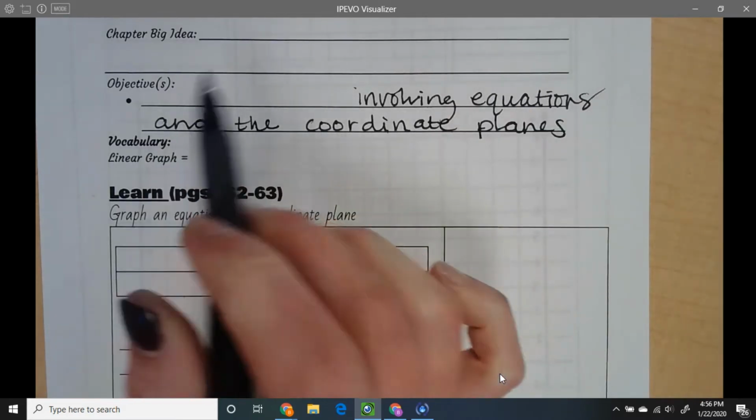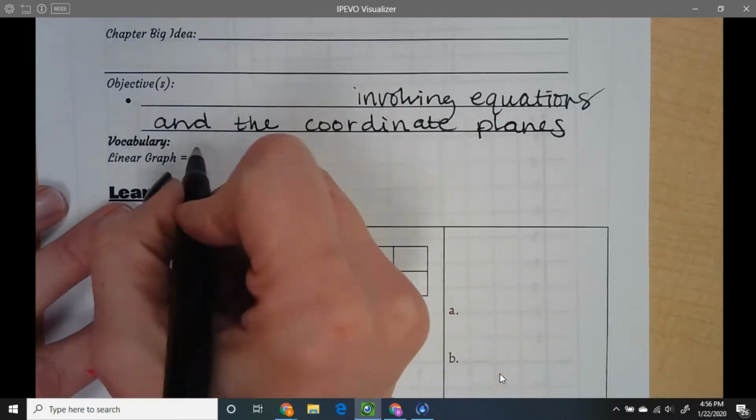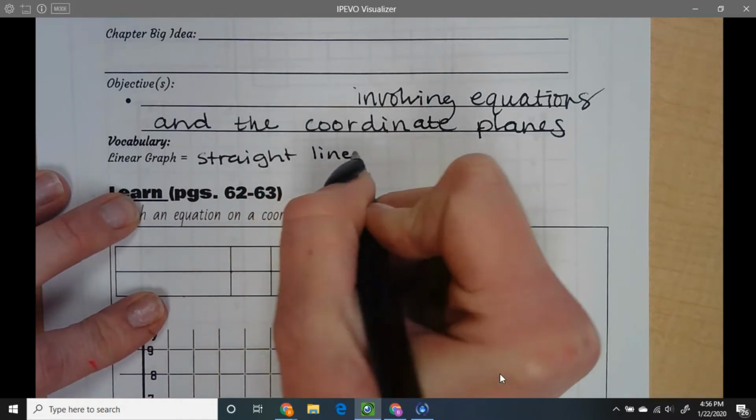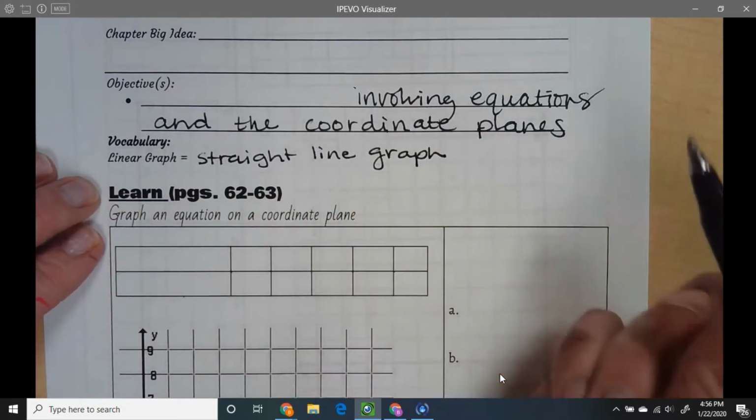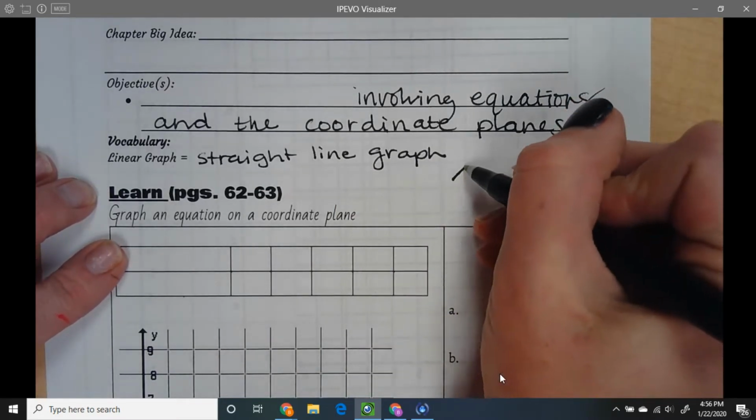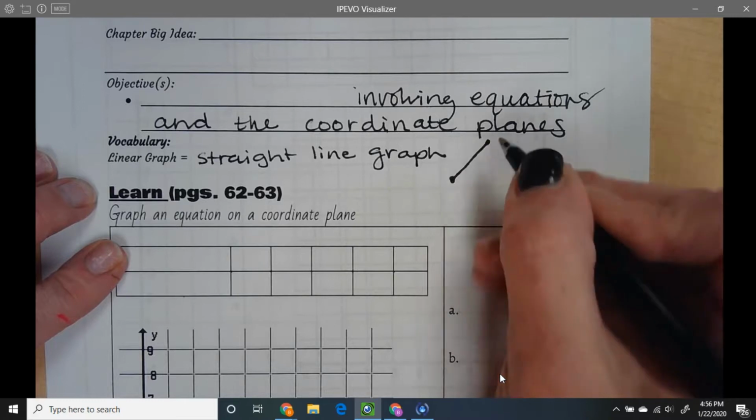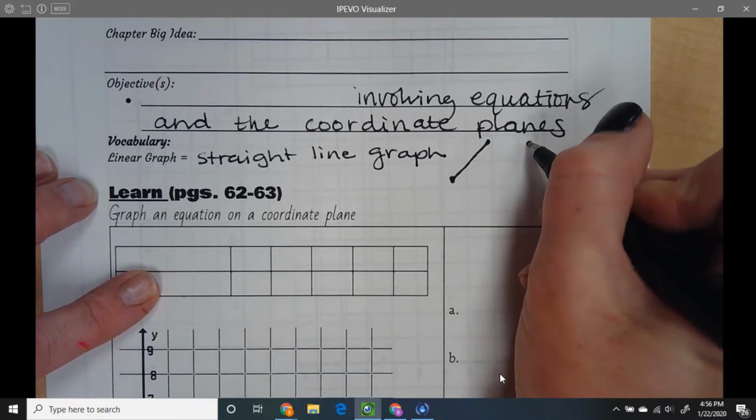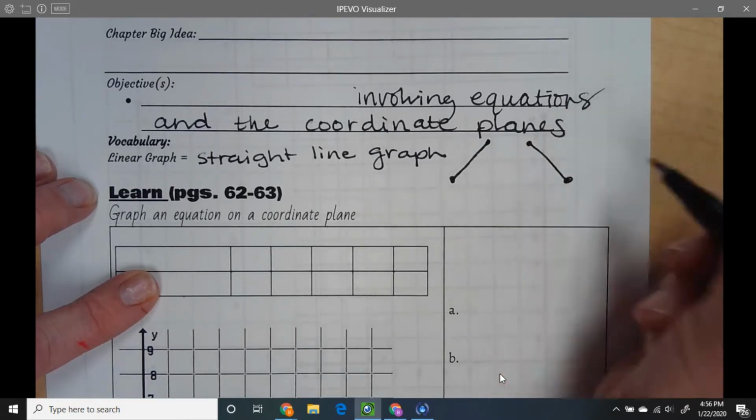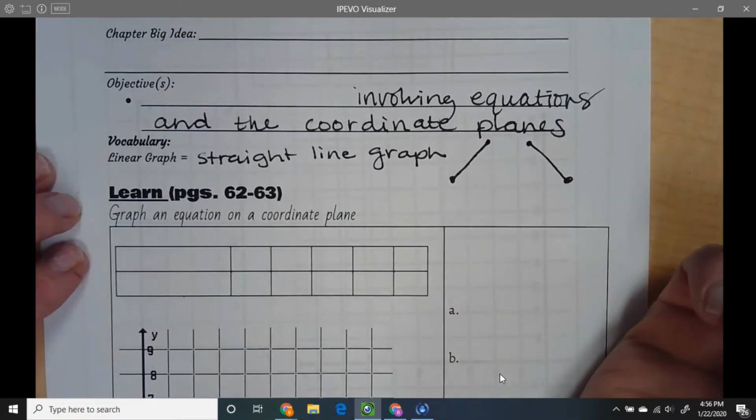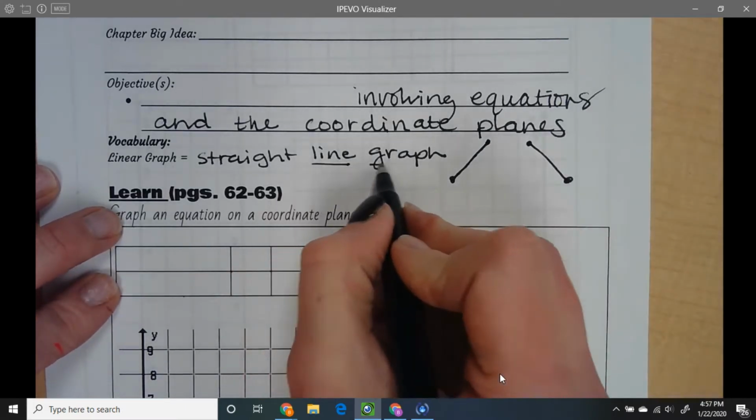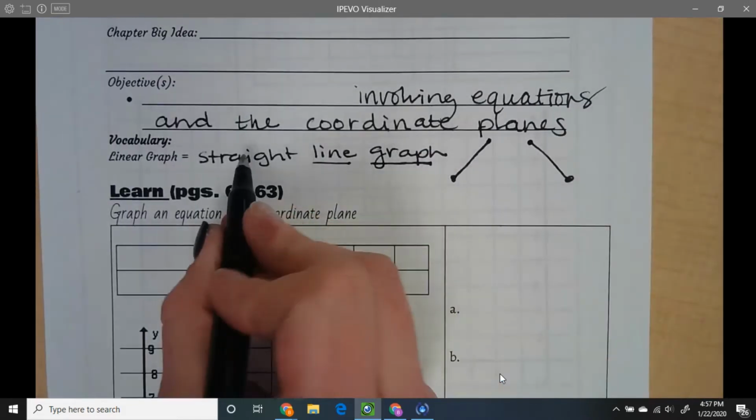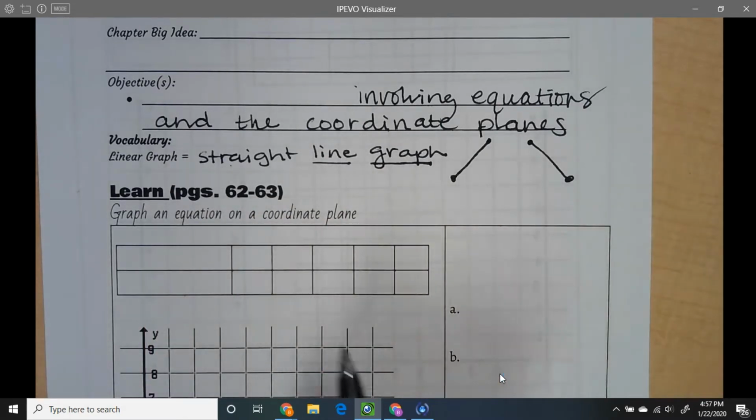Okay, you'll notice you have a vocabulary word here, linear graph, which is also known as a straight line graph. A straight line graph would be one that goes in a certain direction, so either slopes from bottom left to top right, or it could even slope from top left to bottom right, but you can see it would be in a straight line. You guys know what line graphs are. You have graphed line graphs, and they usually go zigzagged, but this is a straight line graph.